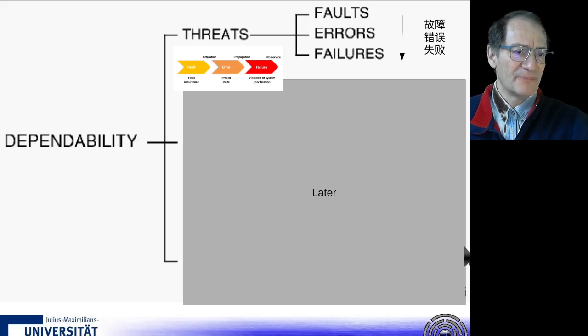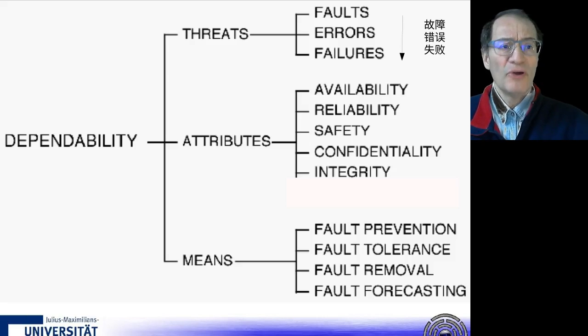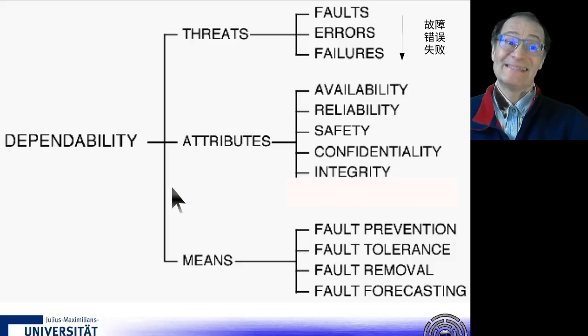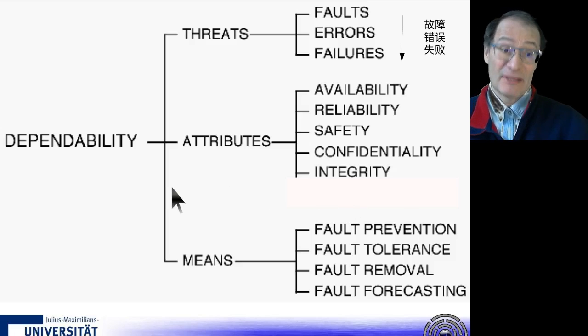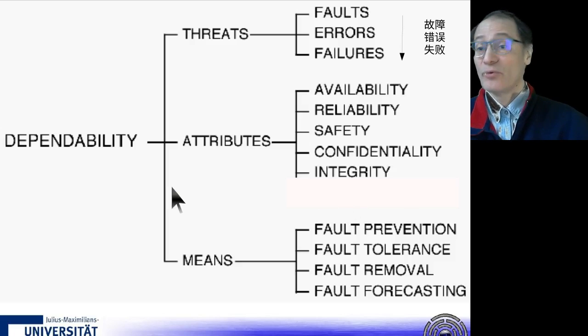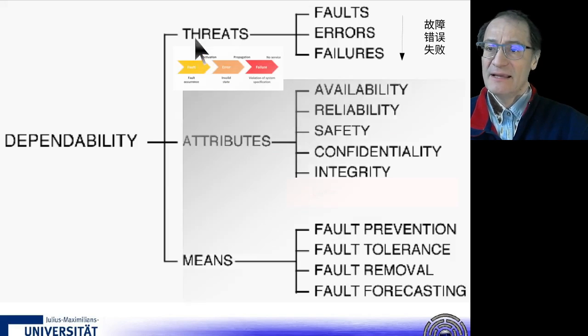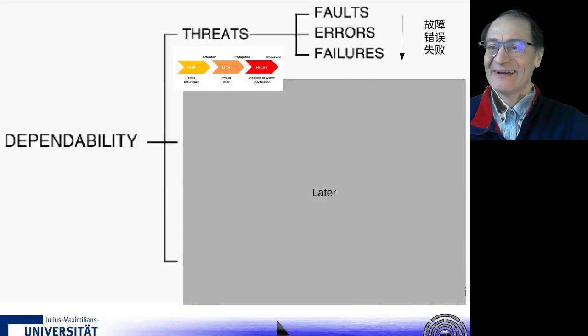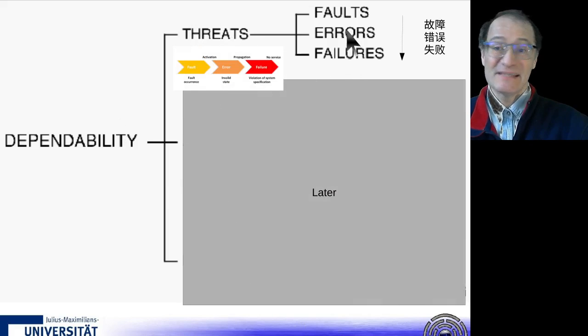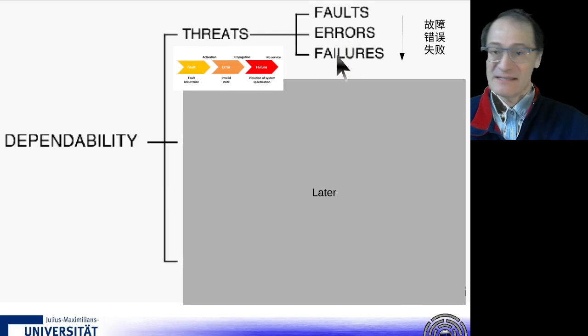Okay. And now let's see the definition of dependability, what its components are, and what the different parameters of dependability are that we have to handle. Let's begin with the beginning. Dependability treats these kinds of states.